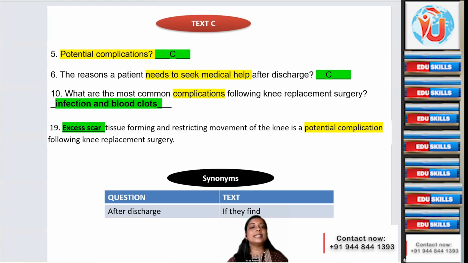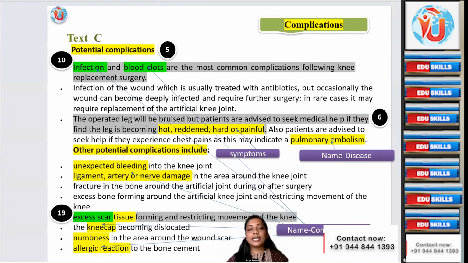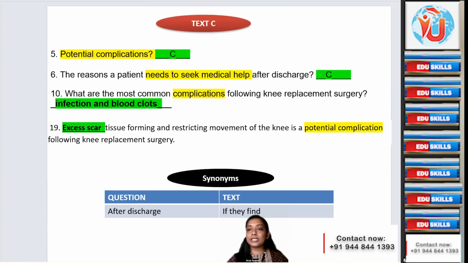Yes, potential complication means text C. We have to see here: other potential complications include excess scar tissue forming and restricting movement of the knee. Okay, the heading is there. So here, dash tissue forming is in the question. So there you have to write only excess scar. Tissue is already there in your question statement, so no need to repeat that word. Fine. Yes, excess scar. Okay. Then we'll move to text D.